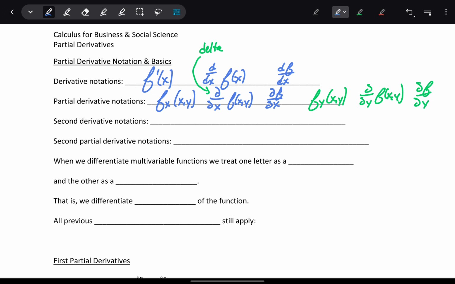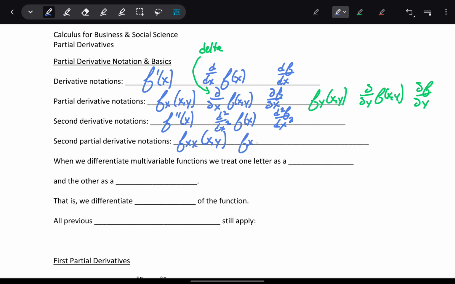We also have notation that we use for the second derivative. We could write f double prime of x, meaning find the second derivative. We could write d squared over dx squared of f of x, or d squared f over dx squared. All of those notations tell us to find the second derivative of a function. For partial derivatives, we have to indicate at each step which variable we're differentiating with respect to. So we could take the first partial derivative with respect to x, and then the second partial derivative with respect to x.